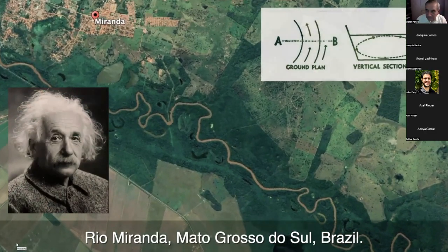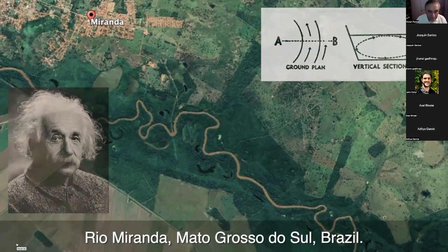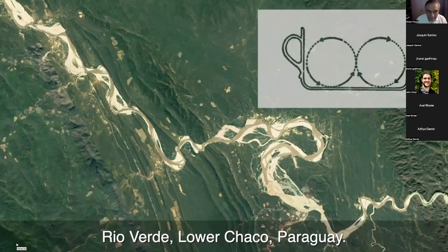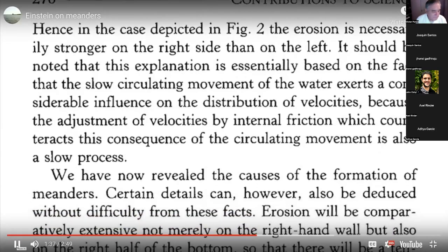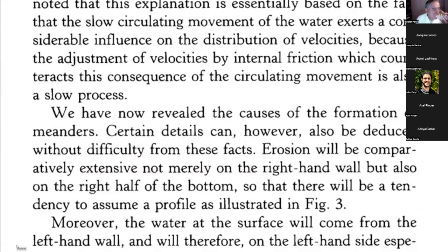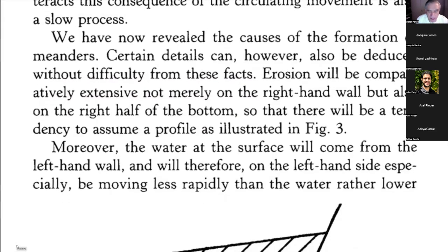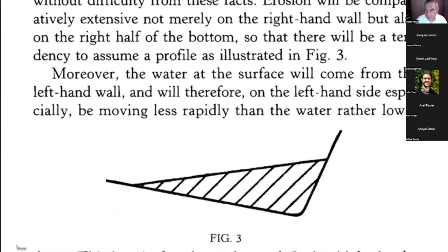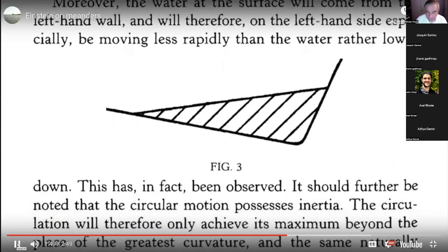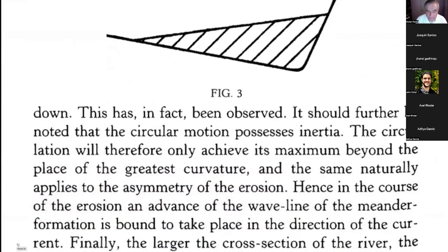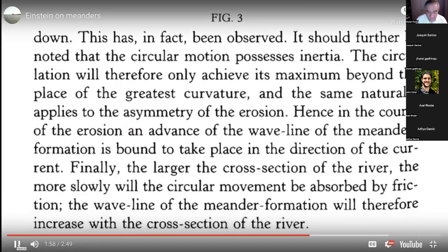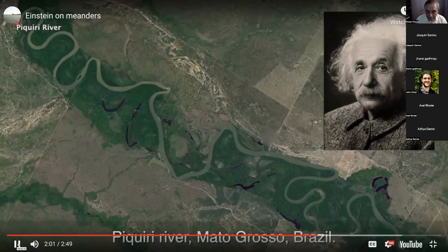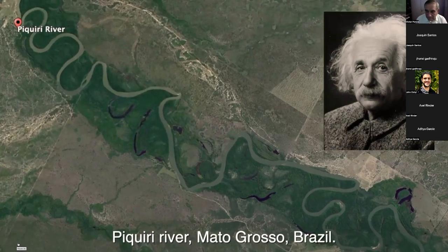Einstein's discussion on the cause of meanders is characteristically insightful. His attribution of secondary currents to the Coriolis force was among the first. His explanation of how meanders form due to a balance between inertial and frictional forces in a direction perpendicular to the motion is masterful. Einstein's explanations have helped us come closer to unraveling the mysteries of river meandering.